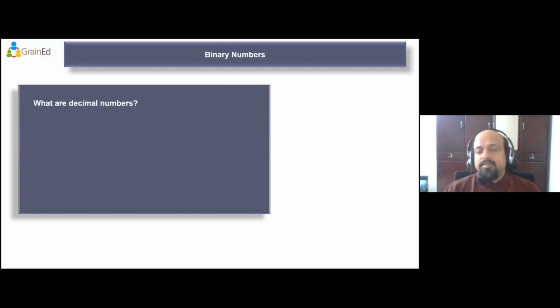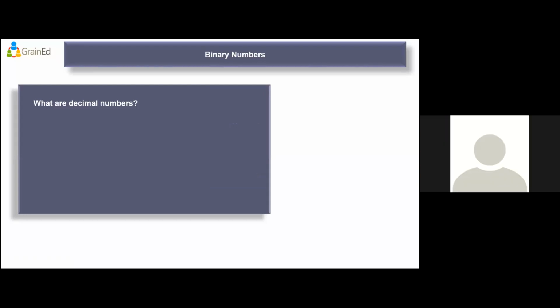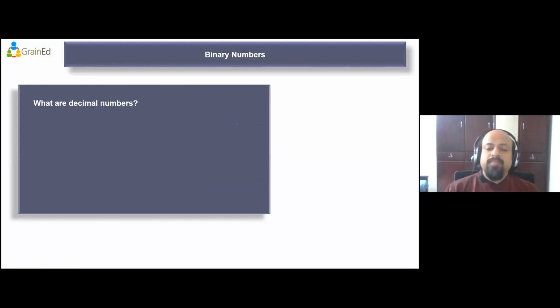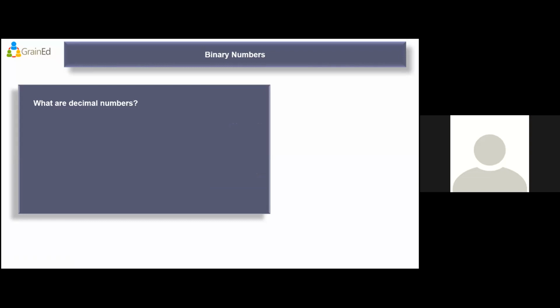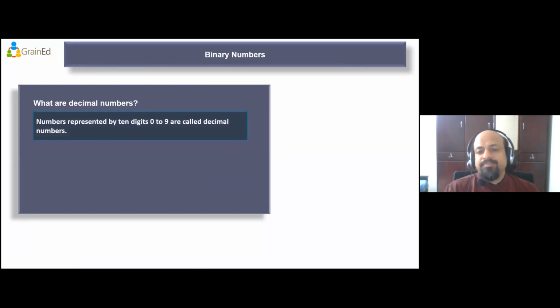So what are decimal numbers? Somebody can answer this. This you should answer. Even if you don't know, what are decimal numbers? Straightforward answer. Numbers that aren't whole. They have a fraction to them. Base 10. Numbers with base 10. Yeah. Whatever numbers you use. Yeah. So 0 to 9, right? Numbers represented by 10 digits.